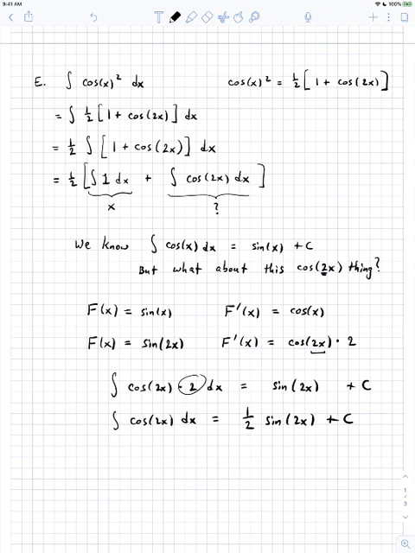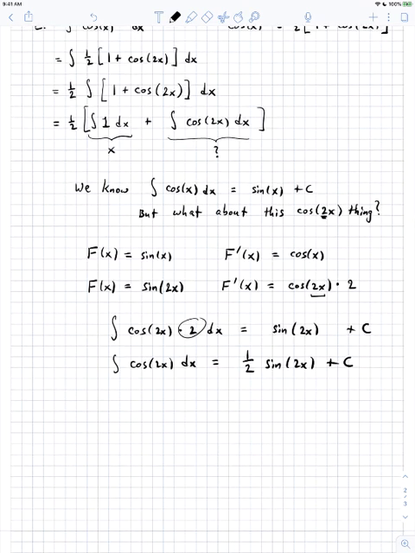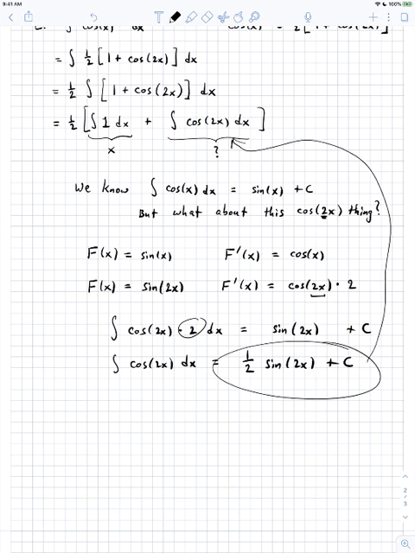Anyway, this gives us our general antiderivative. So we can just take that and plug it right into here, and that gives us our answer. So the integral of cosine of x quantity squared dx is equal to 1/2 times x plus 1/2 sine 2x. And then we put the plus c at the end.